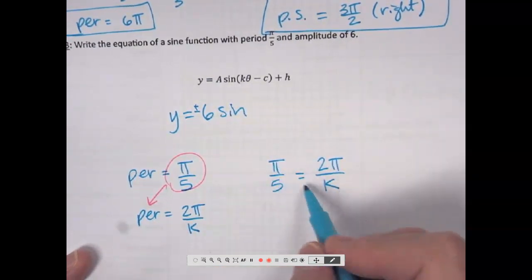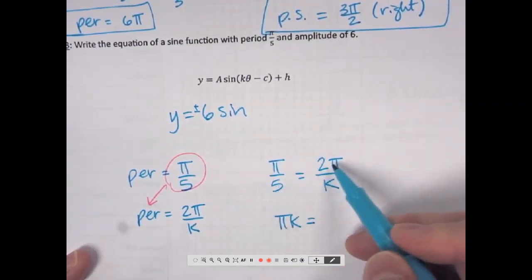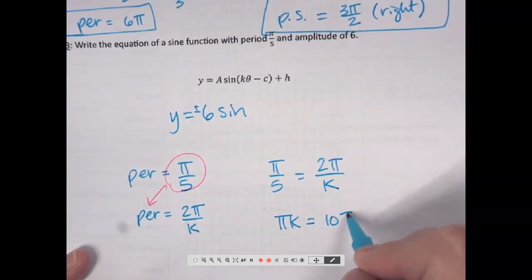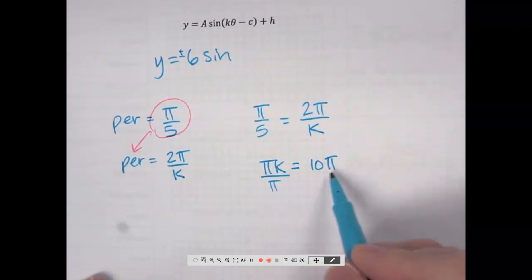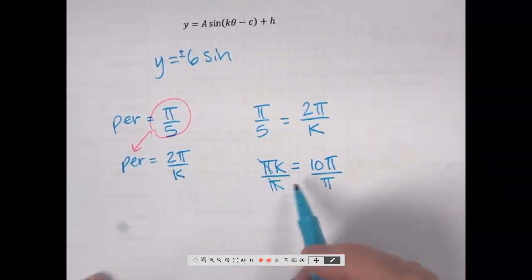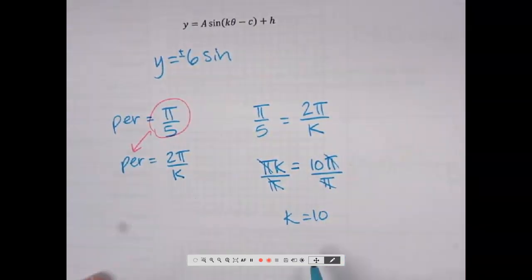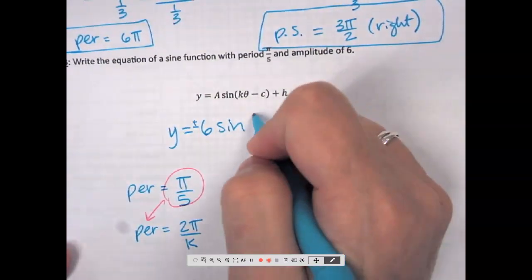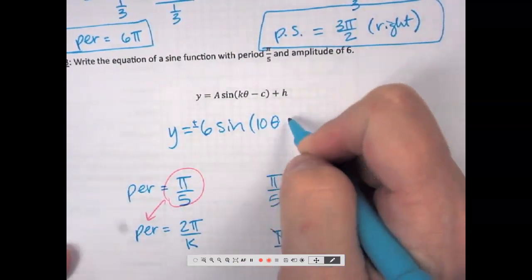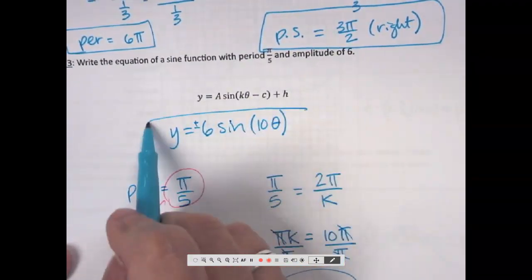I can cross multiply. Pi times k is pi k. 5 times 2 pi is 10 pi. I'm solving it for k, so I'm going to divide by pi. And I get k equals 10. So now I'll take that 10 and put it back in the equation where the k was. So I have 10 theta. Okay, I did not give you a phase shift or a vertical shift, so we're done.